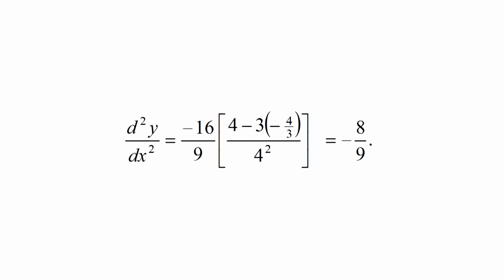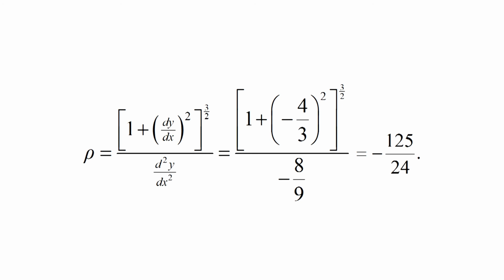Hence, at the point ordered pair 3, 4, rho is equal to (1 plus (dy by dx) square) all raised to 3 by 2 all divided by d square y by dx square, which is equal to (1 plus (negative 4 by 3) square) all raised to 3 by 2 all divided by negative 8 by 9, which is equal to negative 125 by 24.